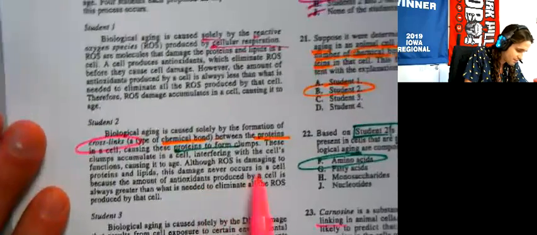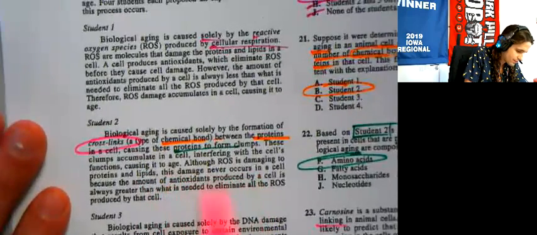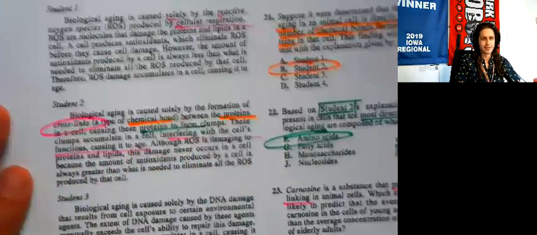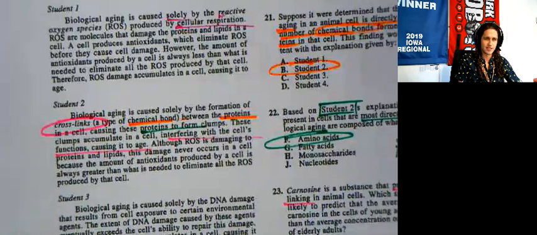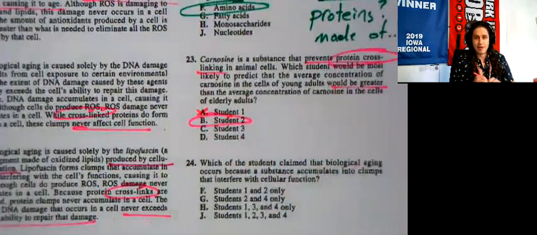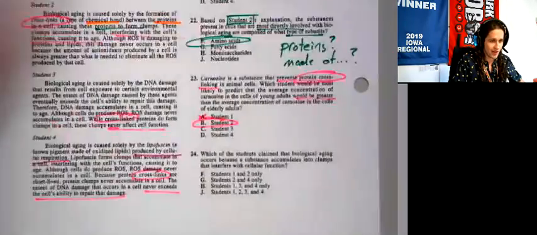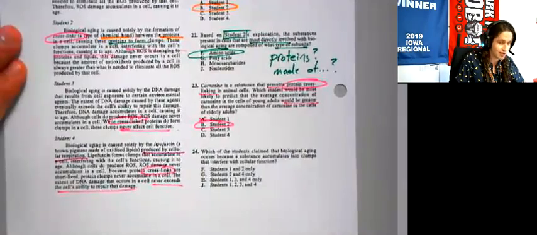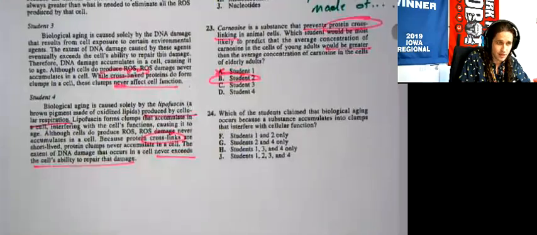But down here, interfering with the cell's function, causing it to age. It seems like it's student 2 saying that these clumps are bad and that they have an effect. So, would you have spent as long as I did thinking out loud about it? No, but hopefully you would have found that 3 of those people talk about crosslinks and very quickly also seen that 2 of them says it doesn't do anything.